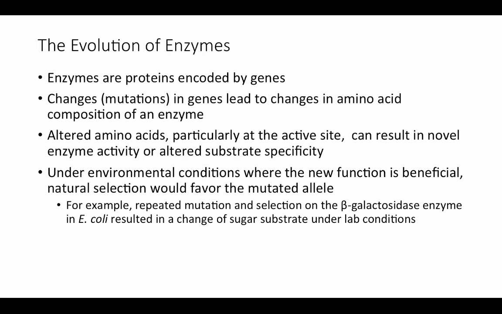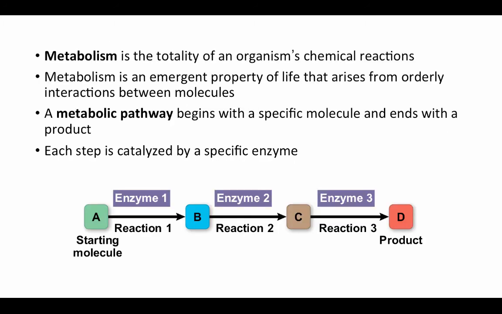And so the example that you saw in your book, in the lab they were able to repeatedly mutate and select for a change in sugar metabolism in E. coli so that the beta-galactosidase enzyme can change the reaction that it catalyzes from metabolizing one sugar to metabolizing a different sugar. So if we think again about these metabolic pathways, you might wonder why? Why have this whole series of reactions going through all of these intermediates to get to a product? Why not just have a reaction that creates the product that you need?